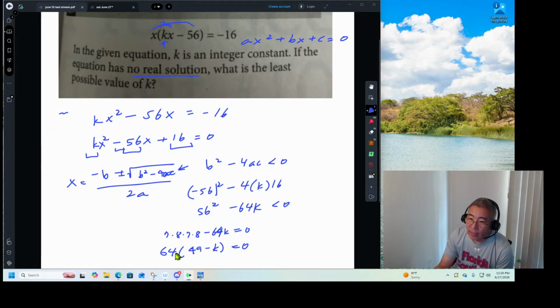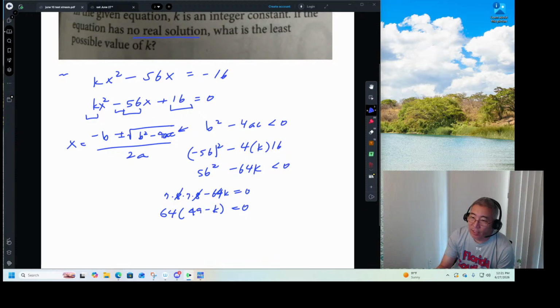Yeah. And then I factored out the 64, and I was left with 49. And now I can solve for k. The 64 I can divide out because it doesn't contribute to making this product 0. 64 times 0 is 0. The only way that this is going to be 0 is if this is 0. So that means k equals 49 is the solution to make it exactly 0.